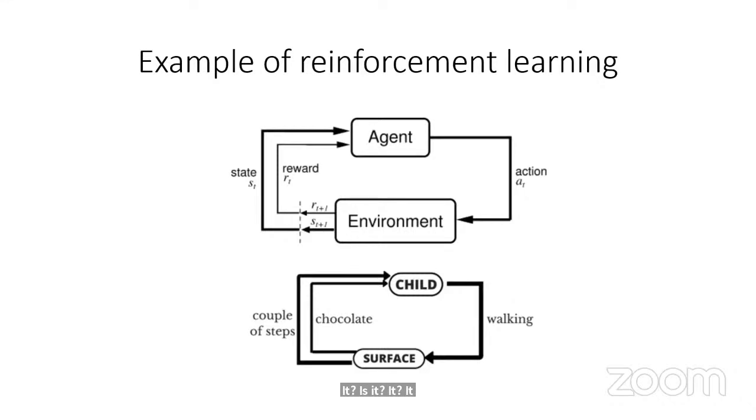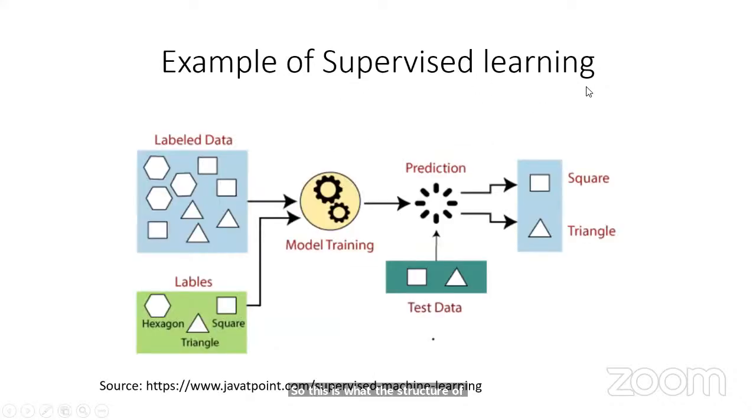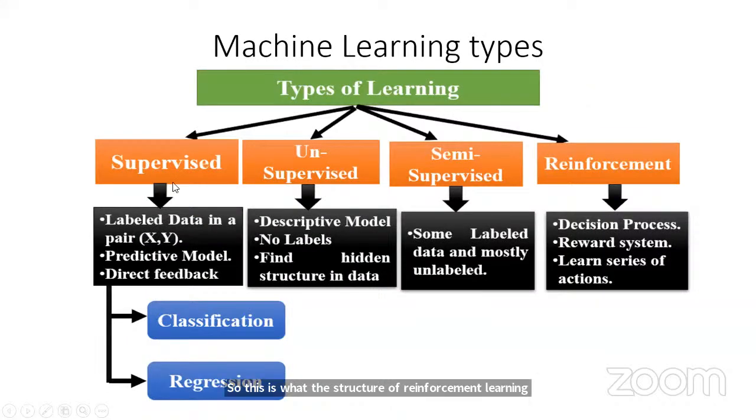The computer is playing a chess game. In robotics, robots learn by reward and punishment. So this is the structure of reinforcement learning. Here we have understood the 4 types of machine learning. There are also transfer learning and deep learning, but we will not go into those. They are actually subsets of machine learning only, but these are the 4 basic types.